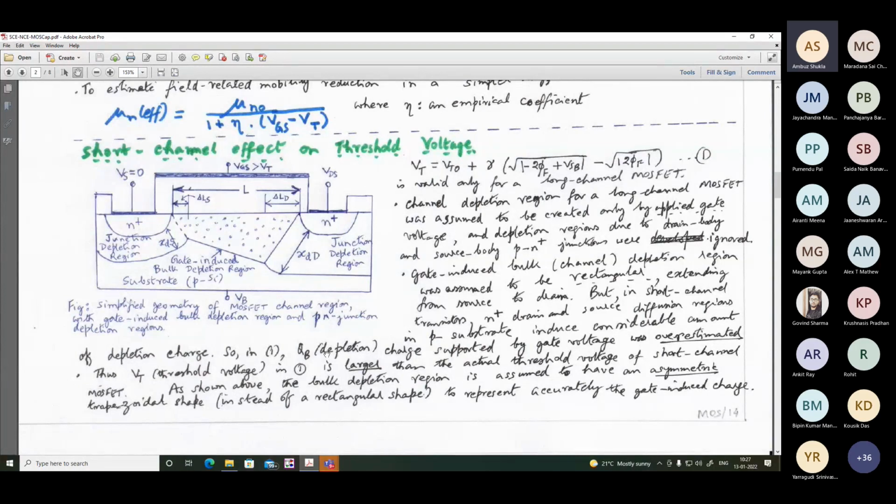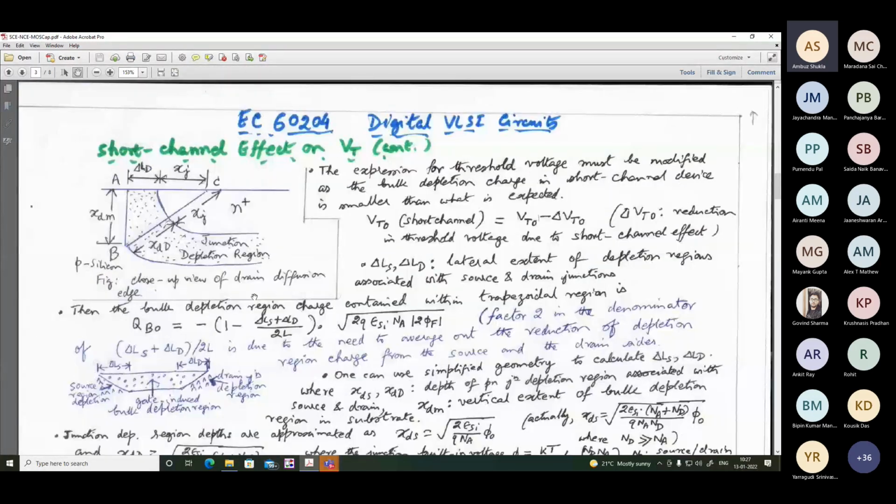And as shown above, the bulk depletion region is assumed to have an asymmetric trapezoidal shape instead of a perfect rectangular shape, as it was the case in the earlier conventional days, to represent accurately the gate-induced charge. Let me now take you over to a deeper analysis of this side, and this side will be symmetrical. So we'll focus on the drain diffusion edge. Remember that all the dimensions: xj is the junction depth. This is where the carriers are lying, electrons. Then this is the junction depletion region, and this is the lateral extent of the depletion region due to this drain substrate depletion region. What is XDM? XDM is the vertical extent of the depletion region. XDD is this one, and XJ is the junction depth.